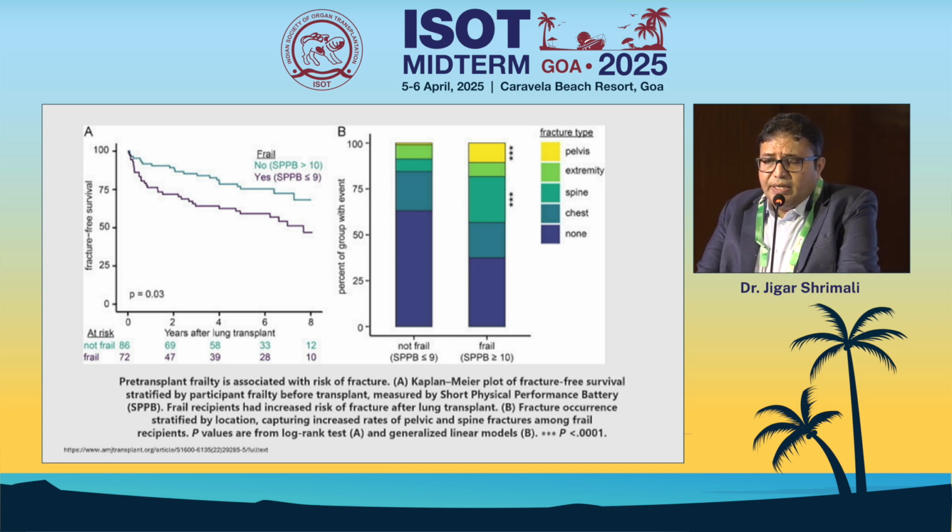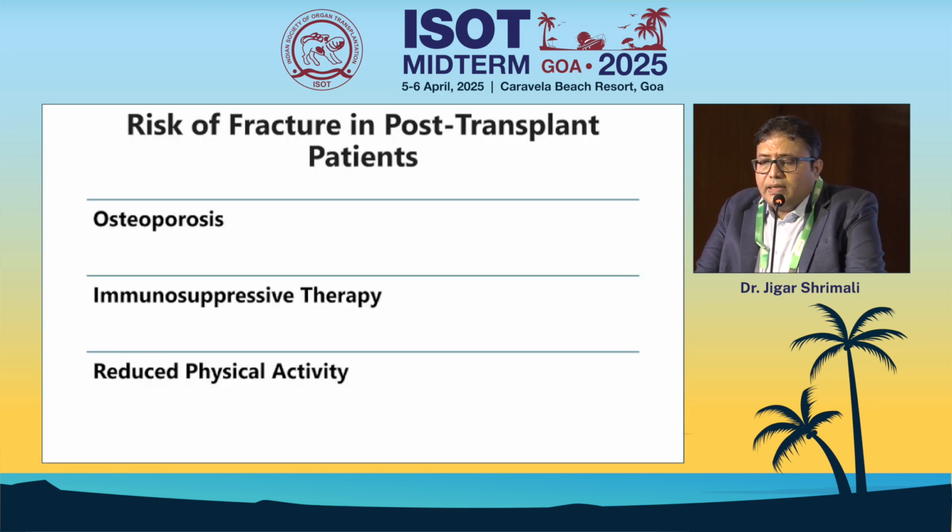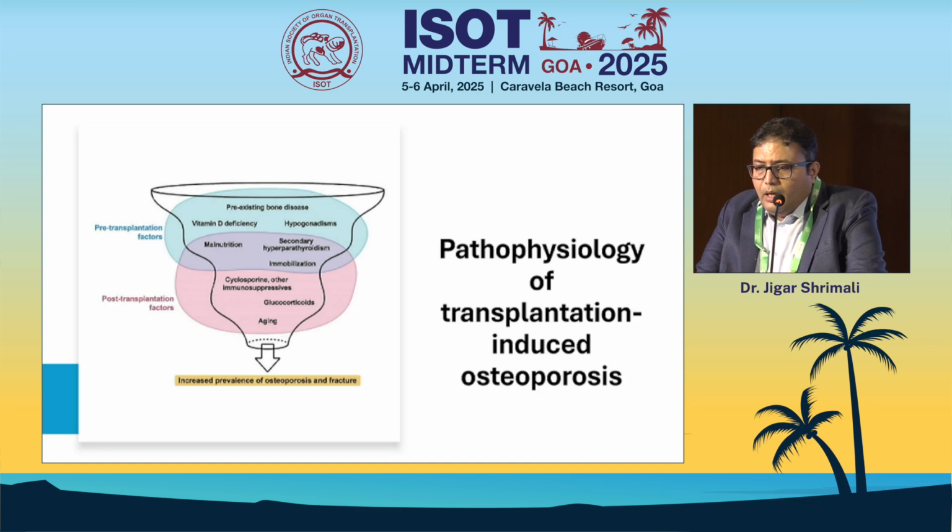Now, you can see that pre-transplant frailty measured by SPPB predicts high fracture risk. This finding reinforces the need to assess and address frailty early. Post-transplant patients have higher fracture risk due to pre-existing CKD-MBD, persistent hyperparathyroidism, and immunosuppression regimen-related part. Osteoporosis post-transplant is again multifactorial. It includes steroid use, CNI, and persistent PTH imbalance that lead to trabecular and cortical bone loss.